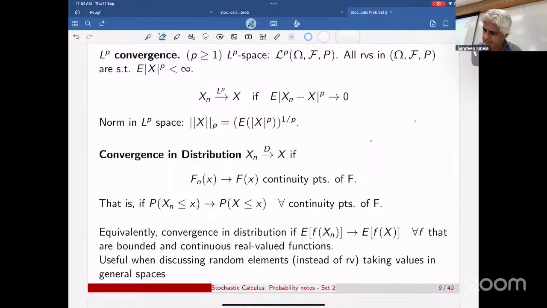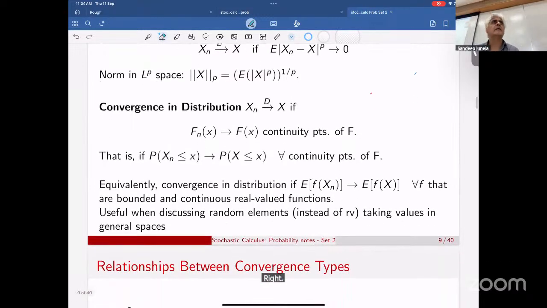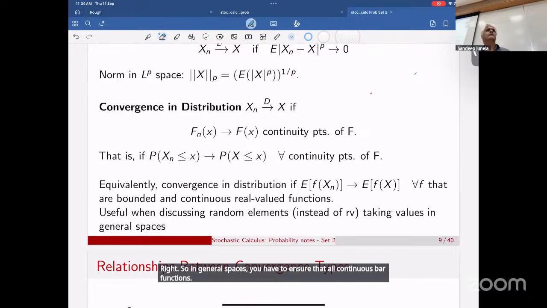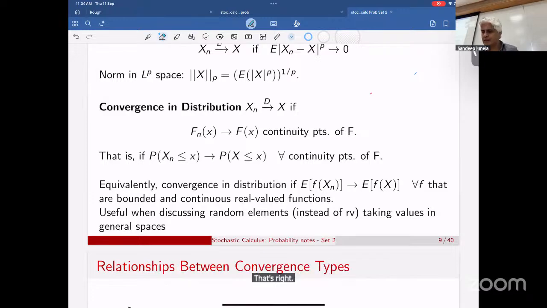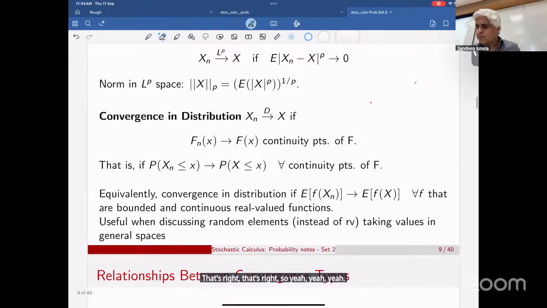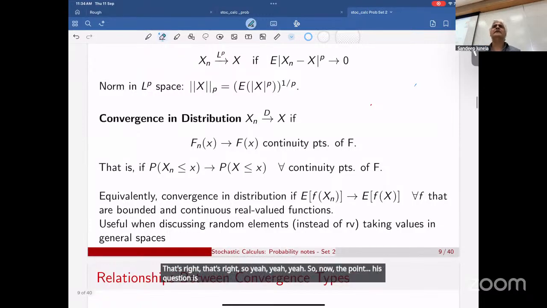Right. The second guy is the definition of this. So in general spaces, you have to ensure that for all continuous bounded functions, the limits converge. That's right. So now the question is, how do we extend this definition?